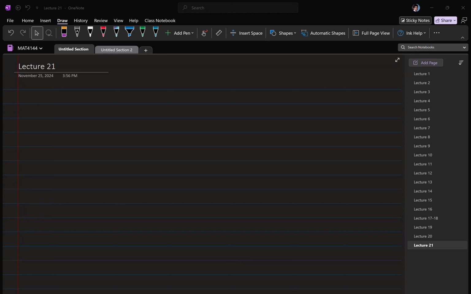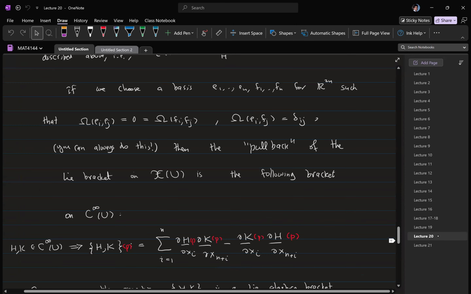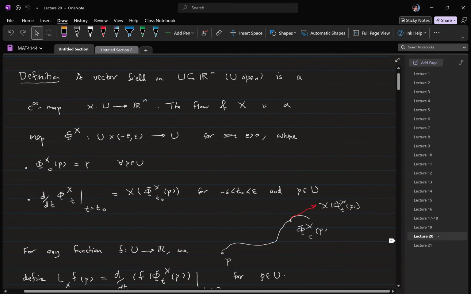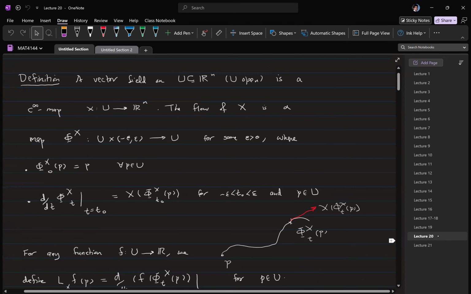Okay, maybe we can get started. So last time we talked about generalities about Poisson manifolds and Poisson structures. So let me just remind you of the general setup. So I just want to sit somewhere so I don't get this reflection on my screen.